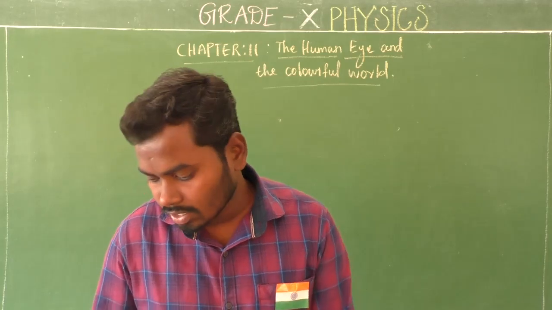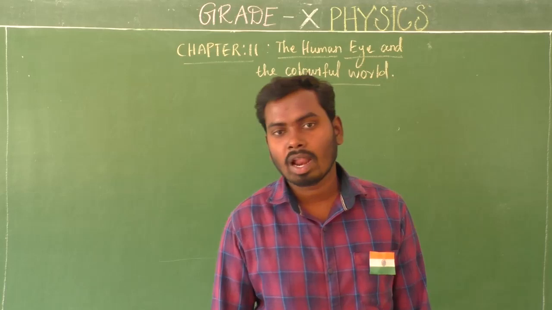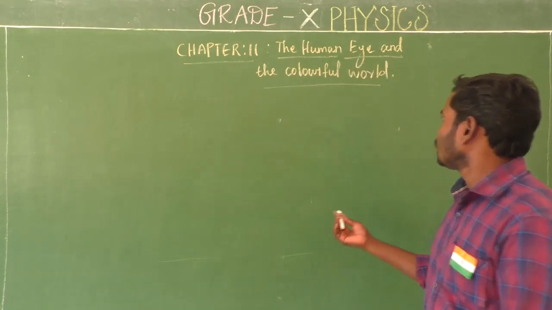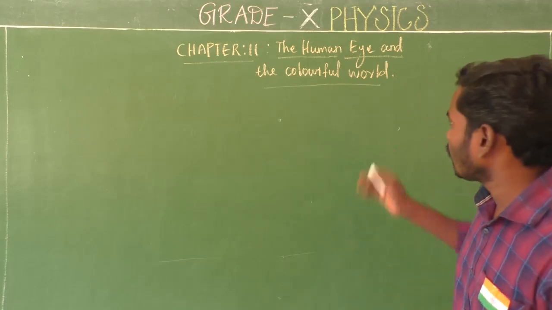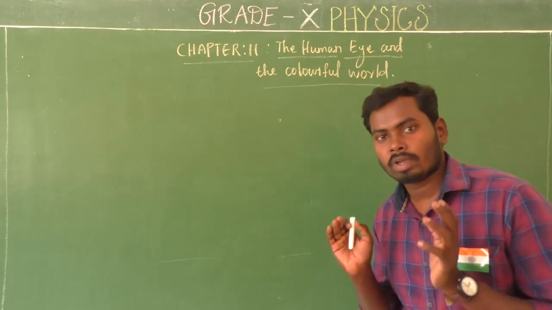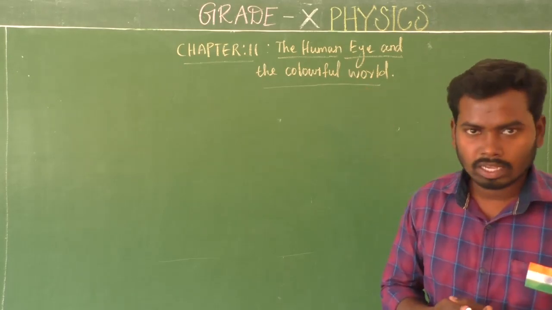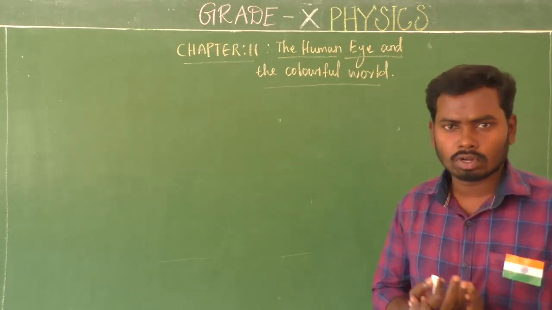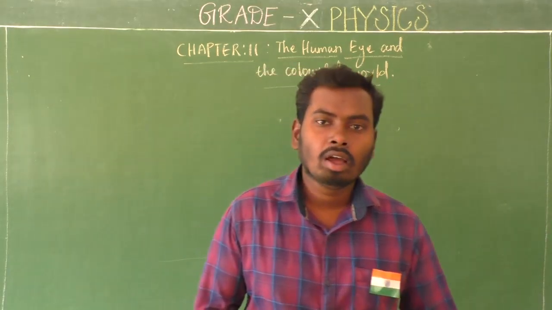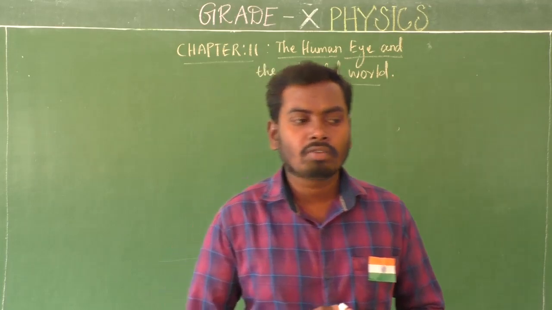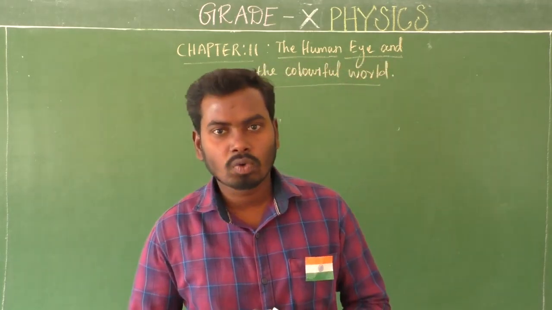So today we will start the next chapter, chapter number 11, the human eye and the colorful world. The chapter name is the human eye, but most of the topics on the human eye are deleted portions. Next we will see the colorful world. In this chapter 11, first we will start with refraction of light through a glass prism.